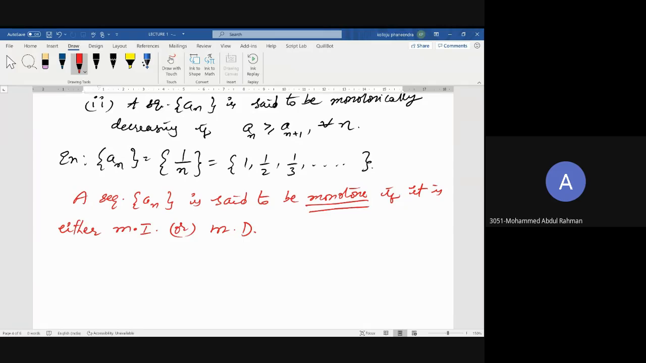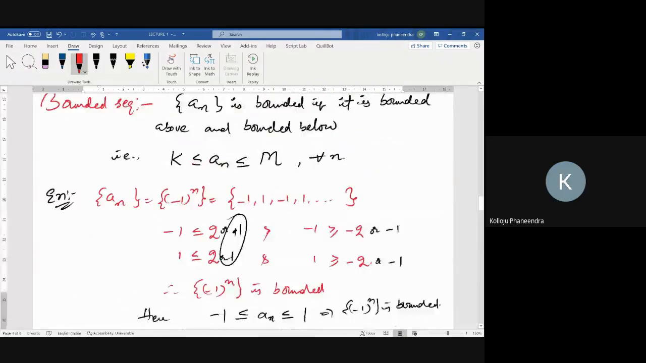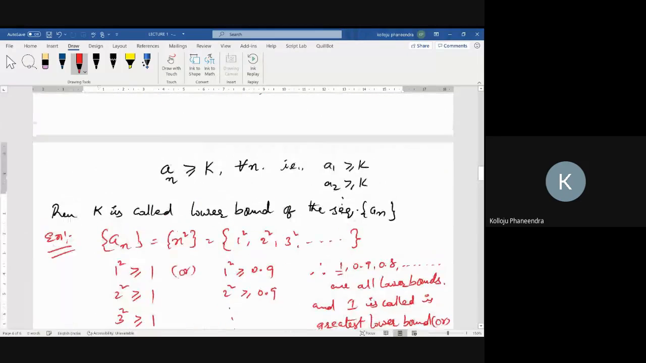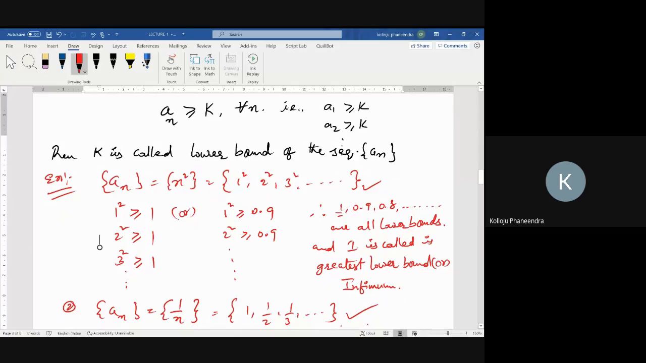Sir, can you show a lower bounded sequence? Lower bounded sequence, yeah, this example is here. What does lower bound mean? See, this is one sequence, a_n equal to n square: 1 square, 2 square, 3 square, and so on. Every value of the sequence must be greater than or equal to some value. By observation, 1 square is greater than or equal to 1, 2 square is also greater than or equal to 1, 3 square is also greater than or equal to 1. So this 1 is called a lower bound of the sequence.